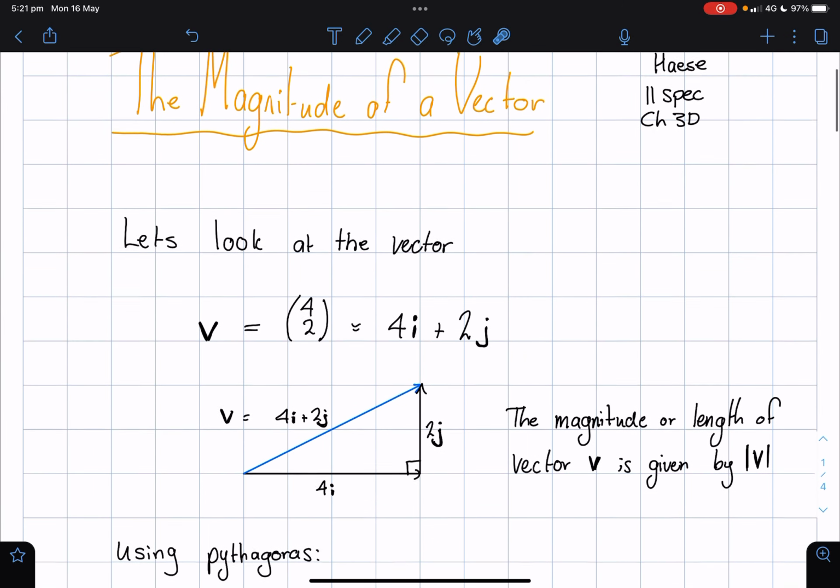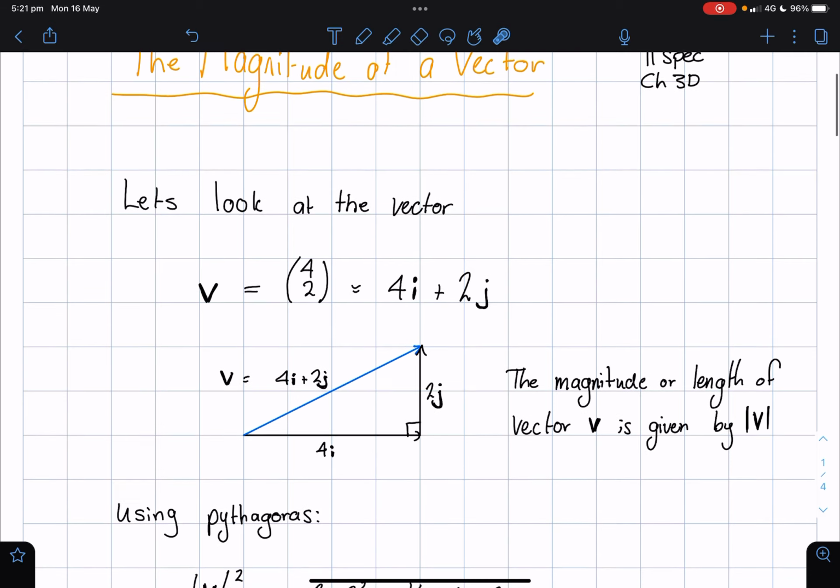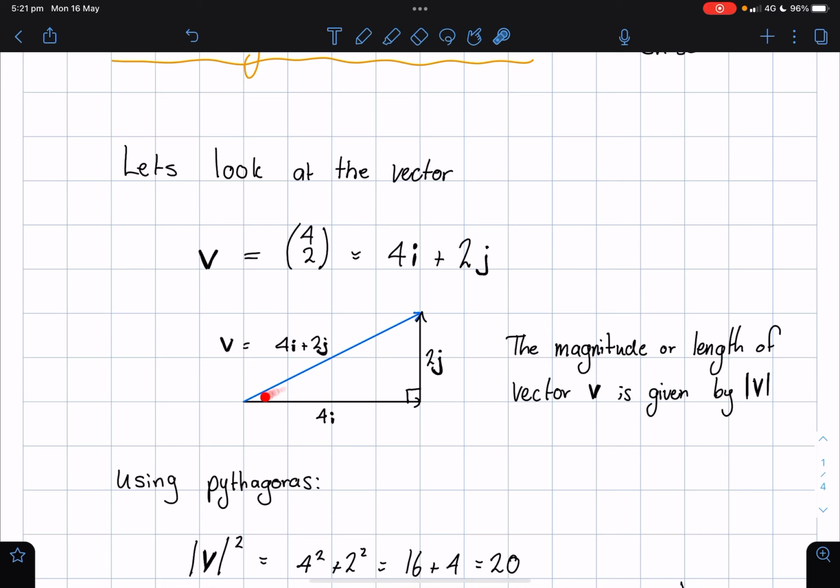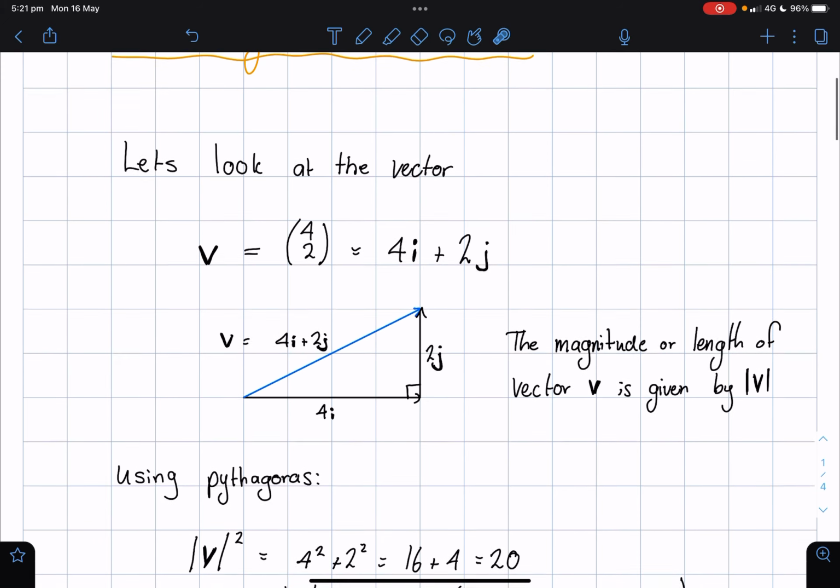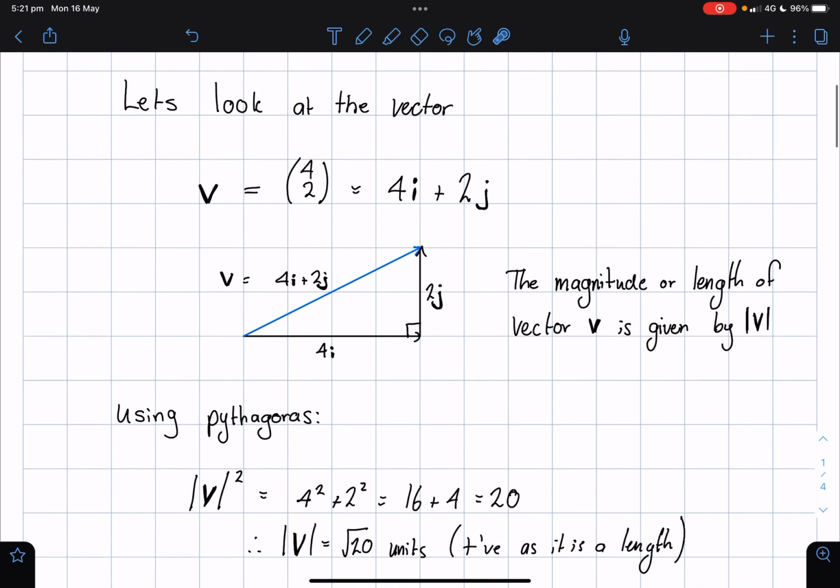So using Pythagoras, who would have thought working with vectors we could incorporate Pythagoras, but here we are. We're looking at our hypotenuse, which is vector v, so mod v squared equals 4 squared plus 2 squared, which is 16 plus 4, which equals 20. So mod v, the modulus of v, or the magnitude of vector v, is equal to the square root of 20 units.